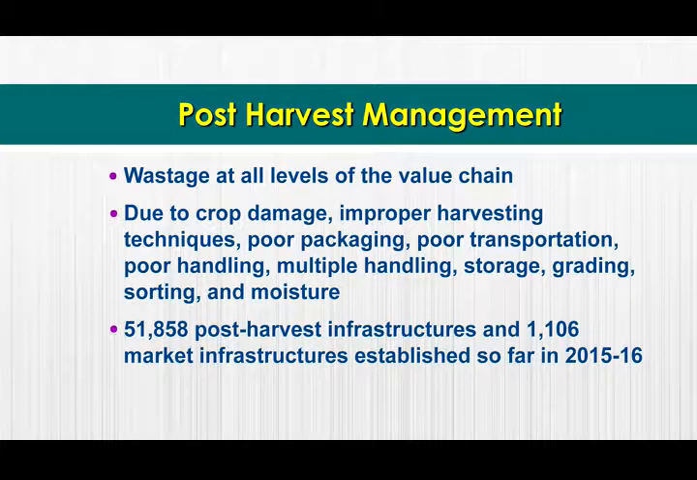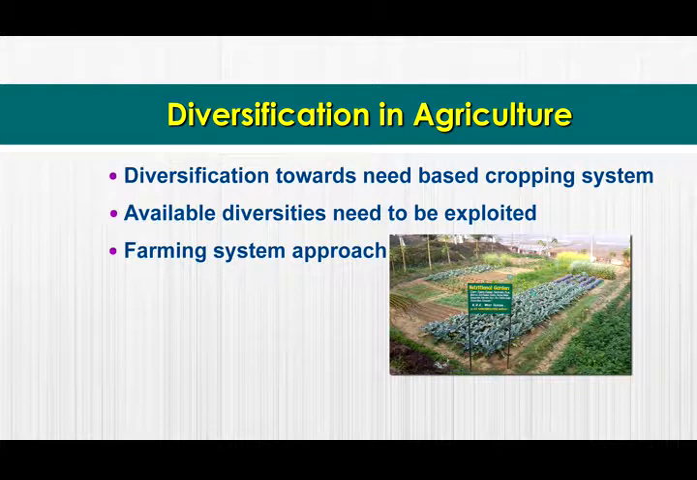The government is also taking good initiatives to stop these post harvest losses. The government has created 51,858 post harvest infrastructure units. Then they have created 1,106 market infrastructure units to prevent post harvest losses. Then another scope for the agriculture sector is to diversify agriculture. There are available diversities which have to be exploited to make farming more sustainable. We can follow the farming system approach to diversify our agriculture sector.